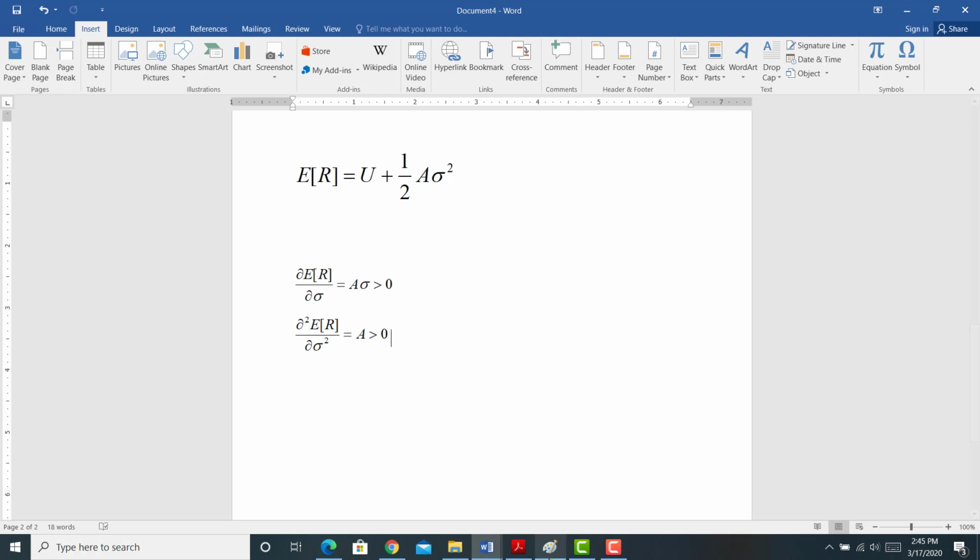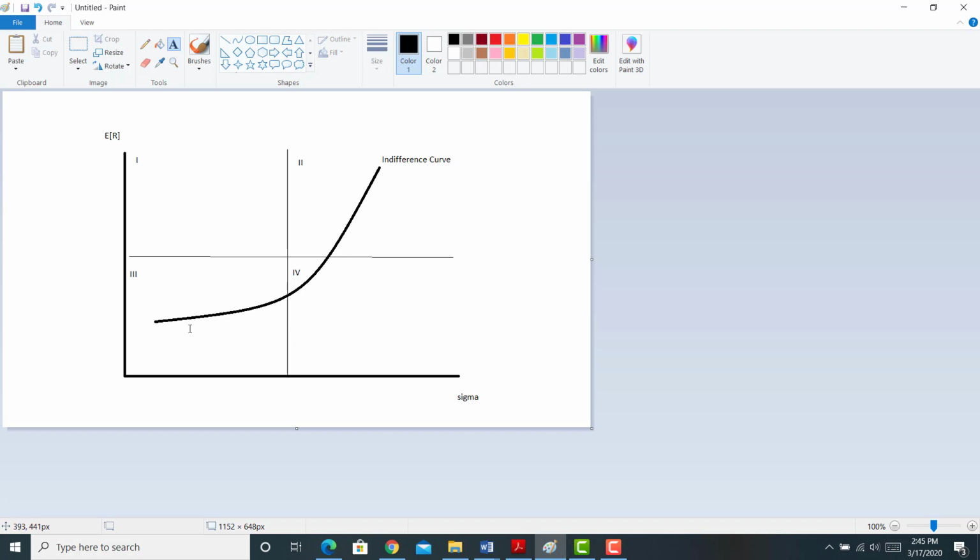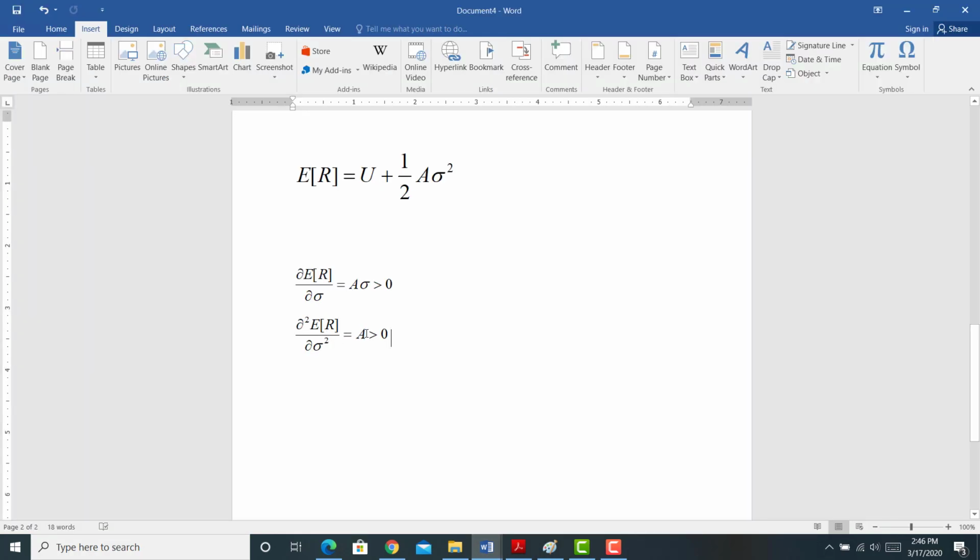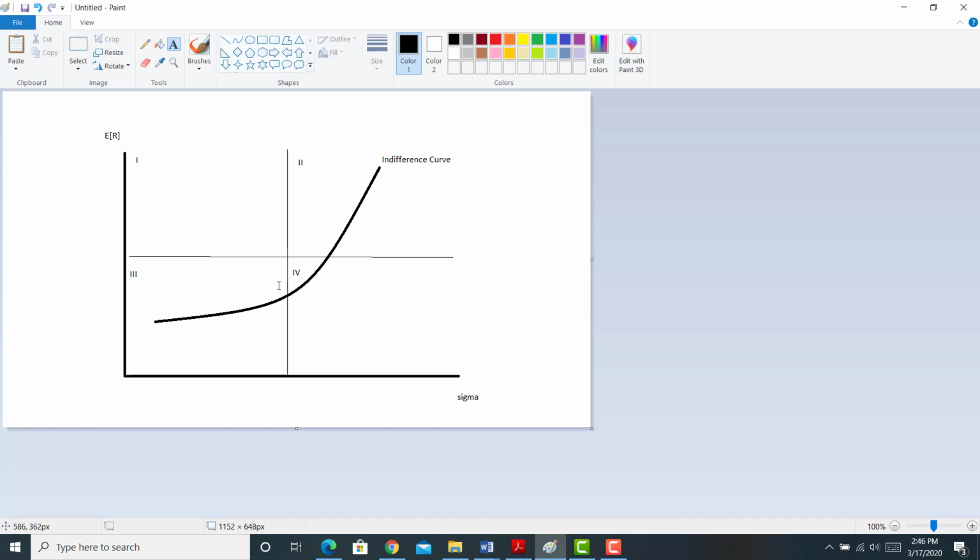Okay? Let me explain what that means intuitively. So I know that the relationship is upward sloping between expected return and risk. So I should get an upward sloping curve. But because the second derivative is also positive, it's increasing at an increasing rate. Does that make sense? So this is my indifference curve here, and it's convex. So while a risk-averse individual's utility function over wealth is concave, recall from the previous videos, the indifference curve is convex. And in fact, the greater A, the more risk averse an individual is, the greater this convexity is. Okay?